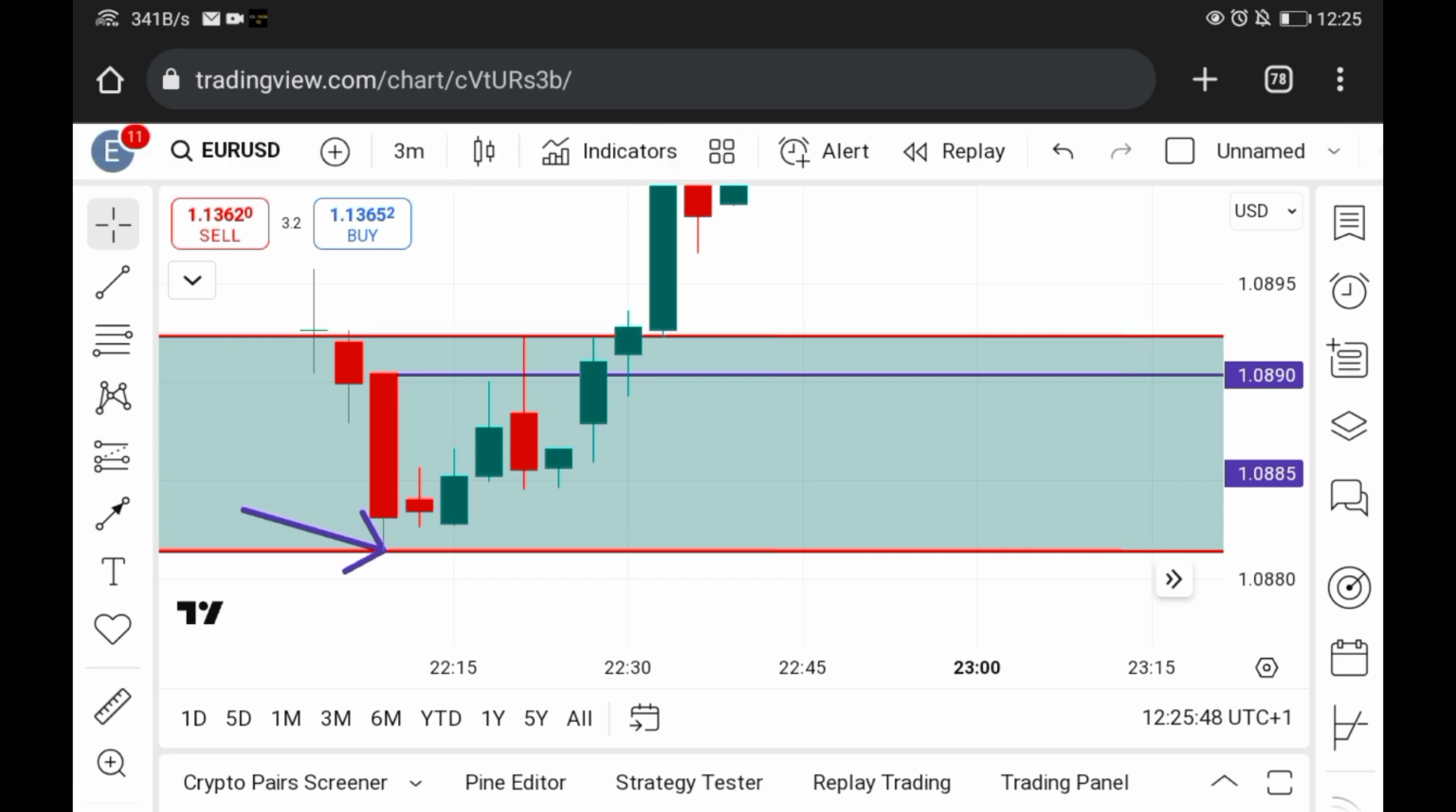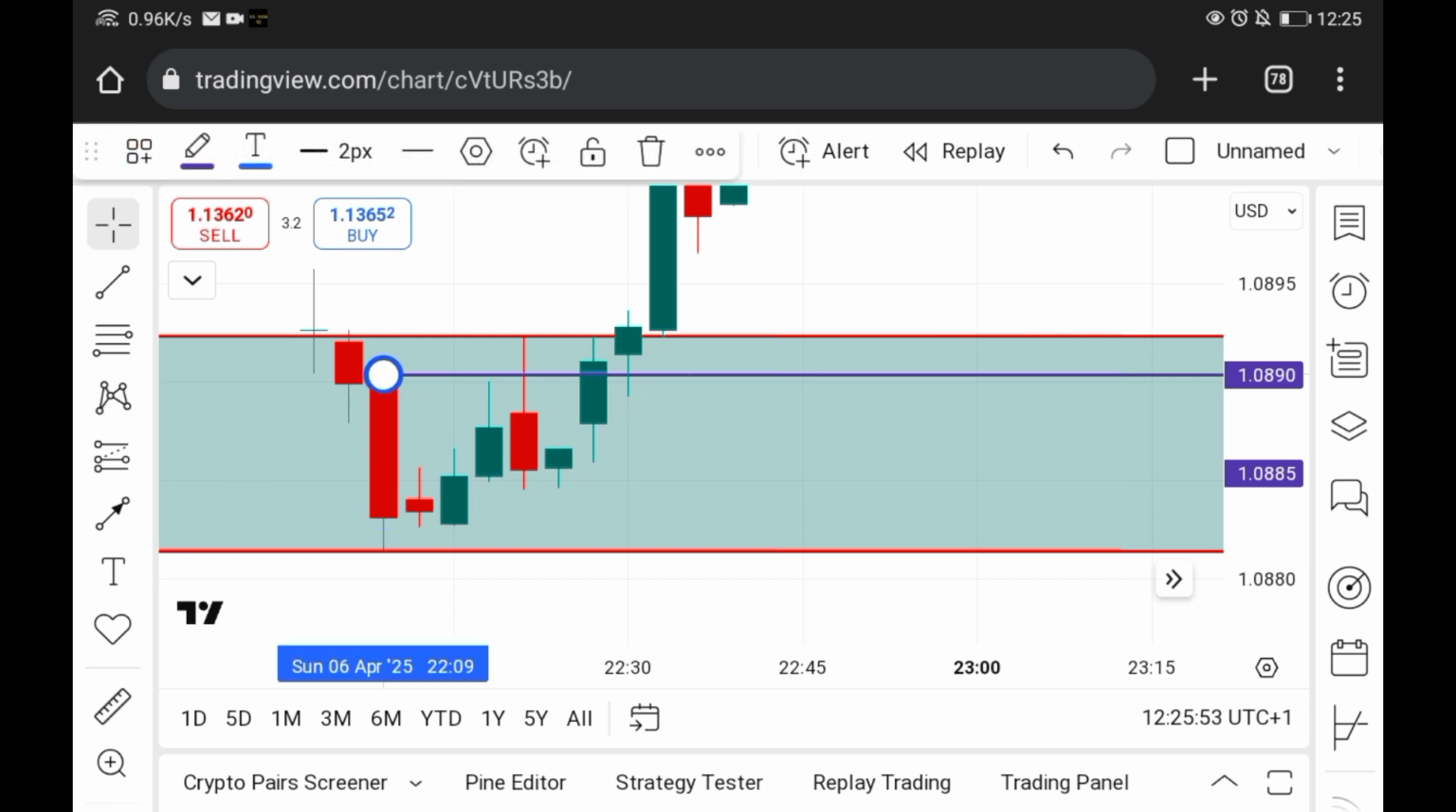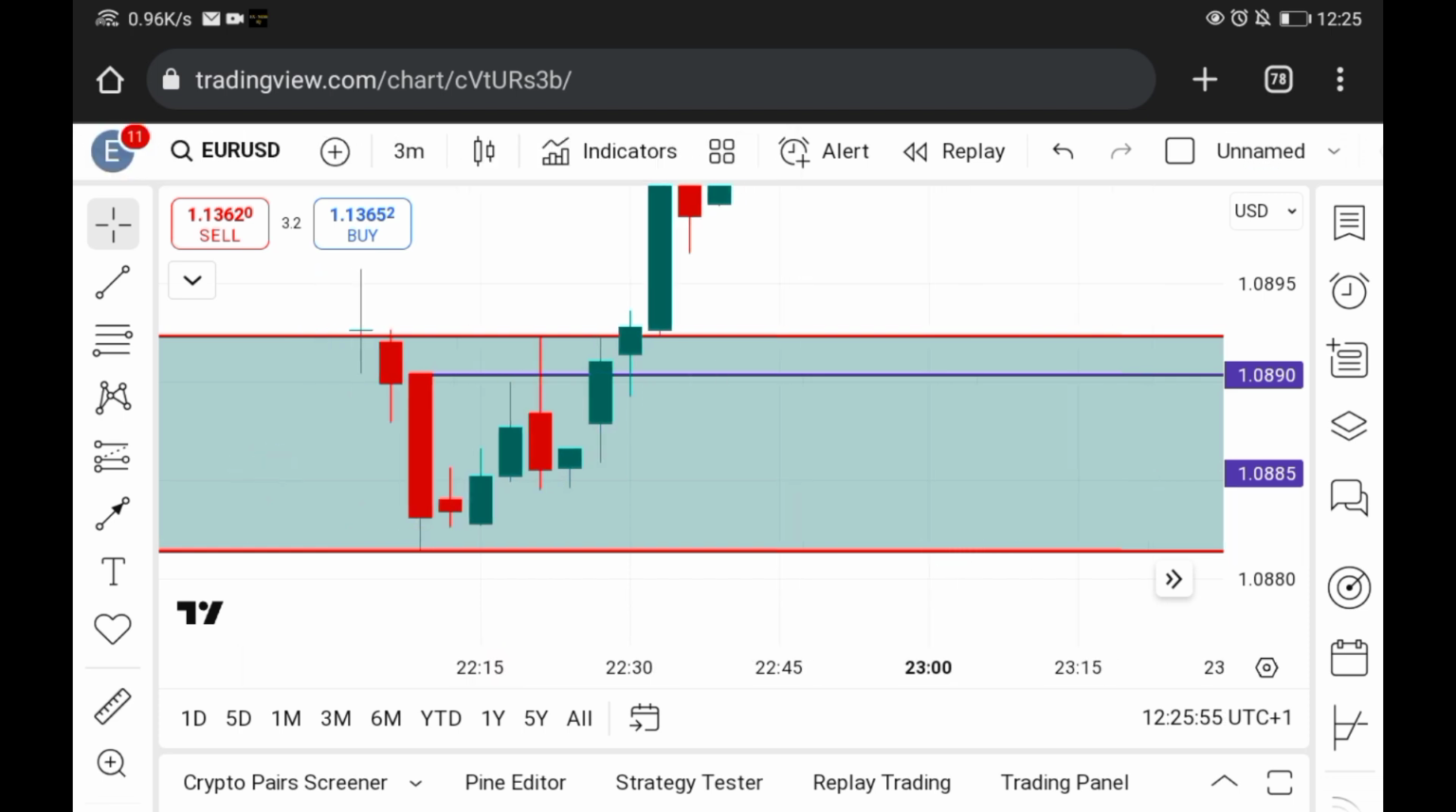Let me delete all those ones. This blue line is where we are going to be waiting for the market to come in for us to take a trade in the nearest future.